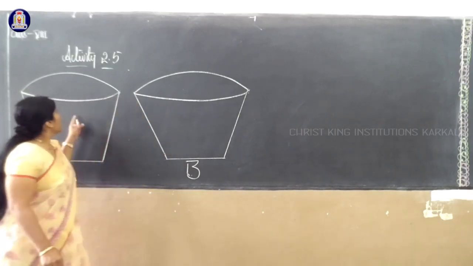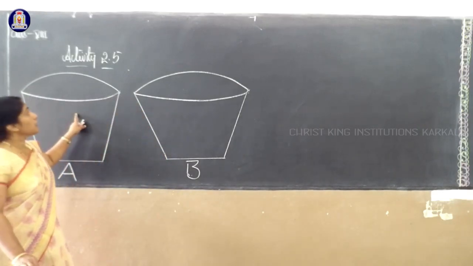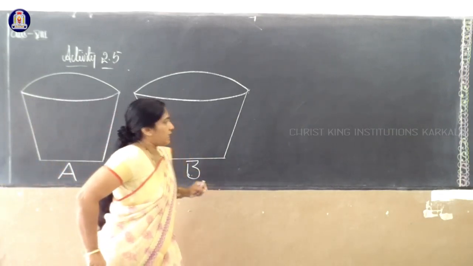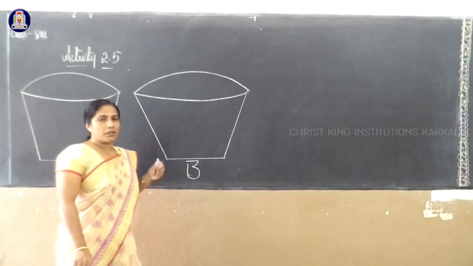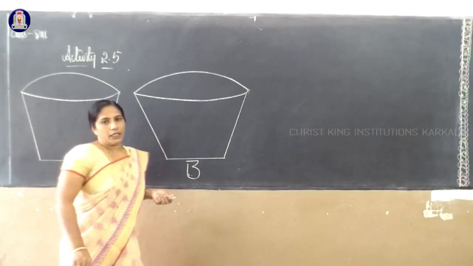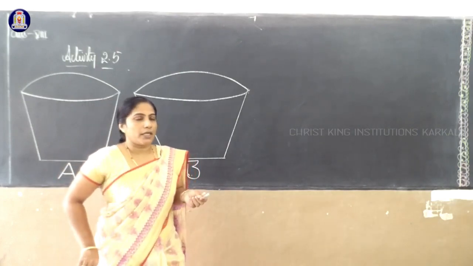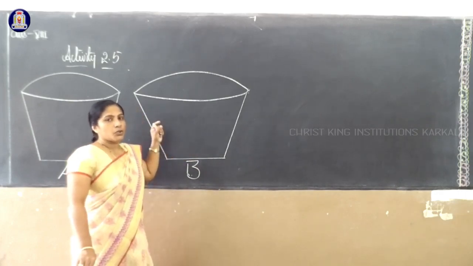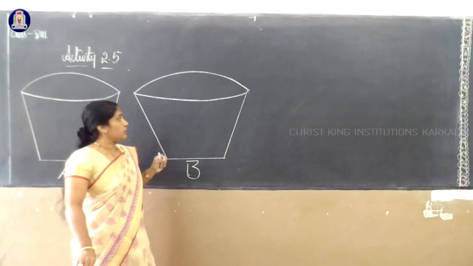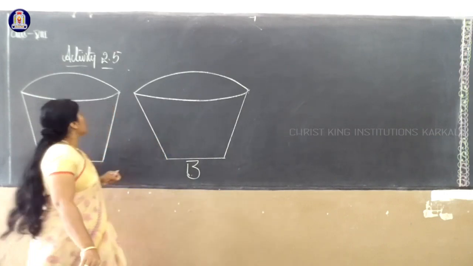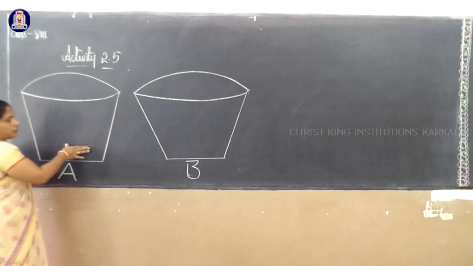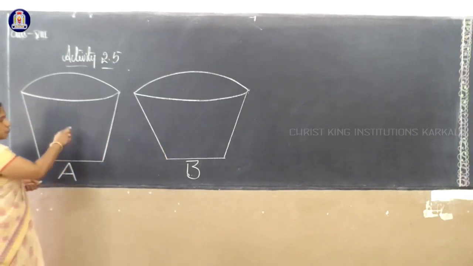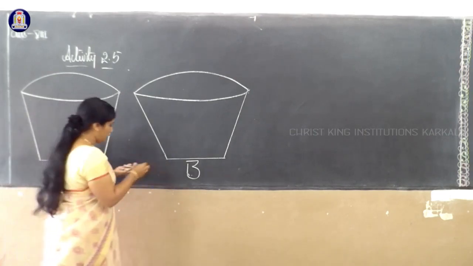So now I will explain activity 2.5. Activity 2.5 is related to how microorganisms convert waste material into manure. So that is how useful microorganisms are, which are beneficial to us. So take two pots and label them: the first one is A, the second one is B.